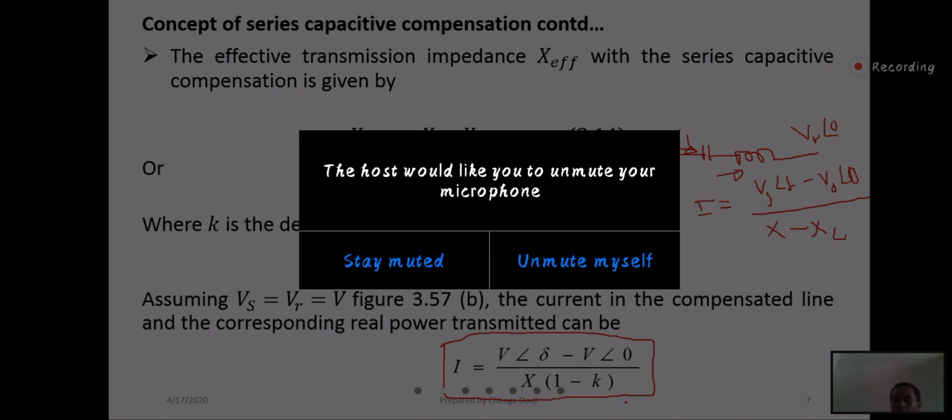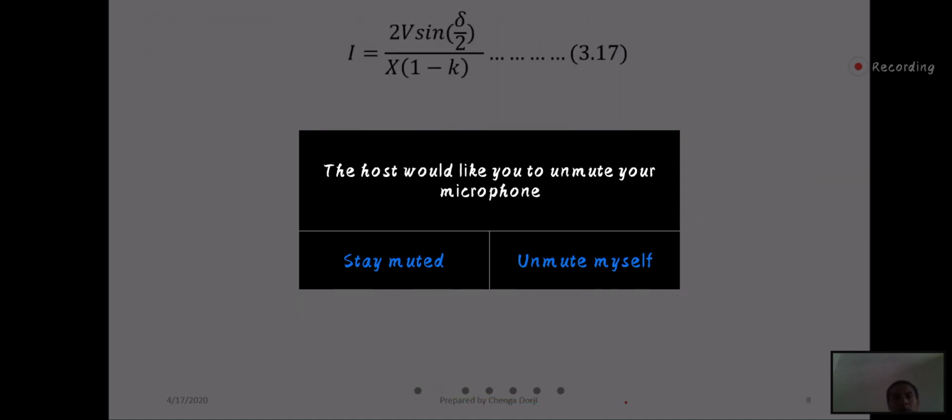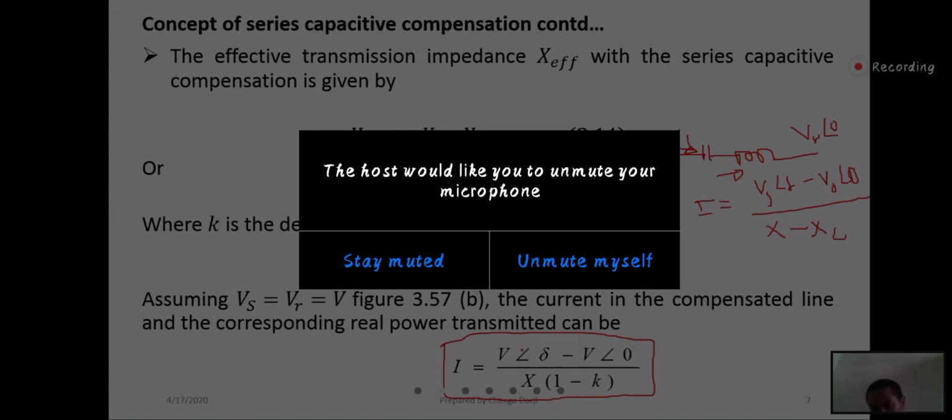Which corresponds to this. Then you will get I after simplifying all this. Can you simplify this one, all of you? Resolve this into polar or rectangular form. How do you resolve this? V cos del plus j V sin del, minus V cos 0 minus j V sin 0, which is zero.